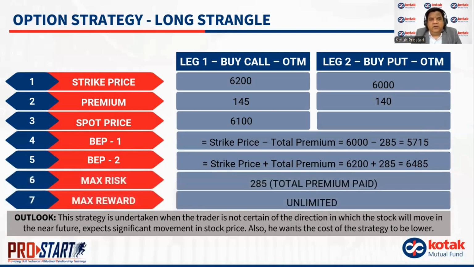The risk and the reward: since this is long call and put, the maximum reward would be unlimited. How do we calculate that? We'll see in the next slide. The risk here would be to the level of the total premiums paid, that is 145 plus 140, making it 285.